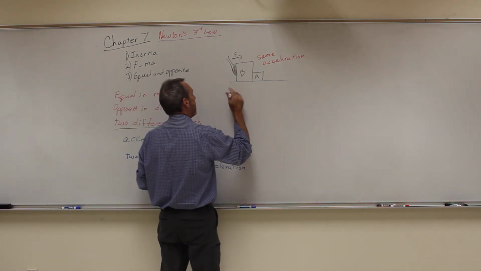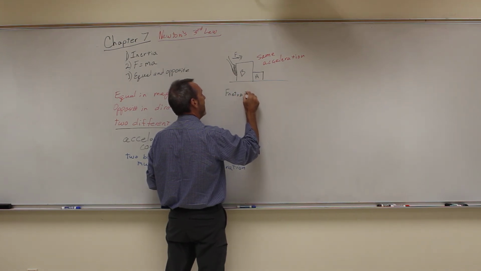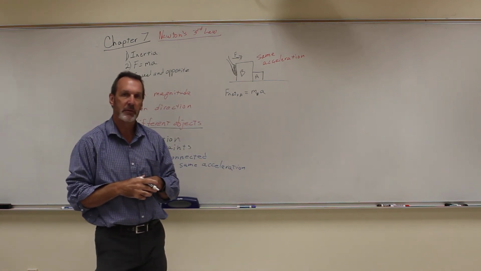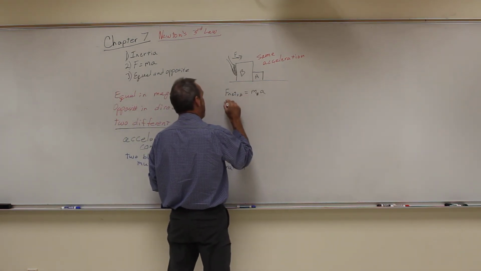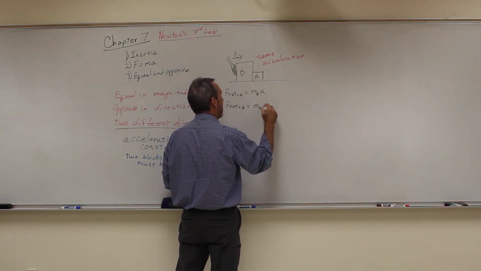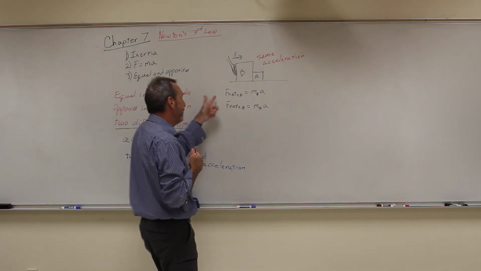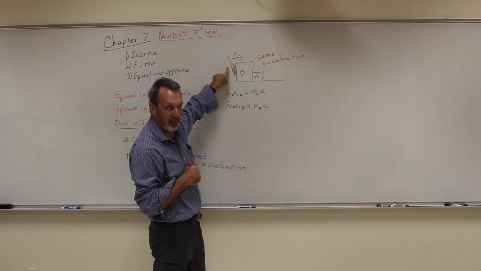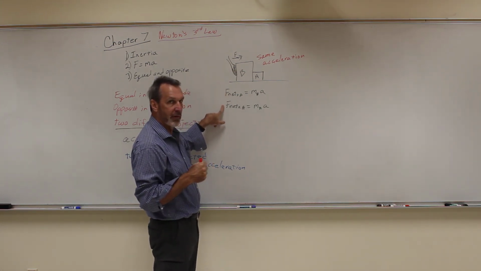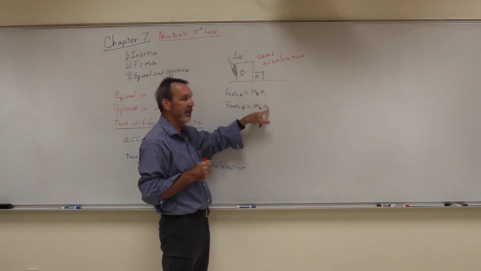Well, let's think about it. For block B, F net x for block B has to be equal to m_B times a. That's Newton's second law. And for block A, F net in the x direction is equal to m_A times a. Where's the net force coming from? It's coming from your hand. But do they have the same net force? The answer is no, even though the acceleration is the same. That's why I didn't put any subscripts there.